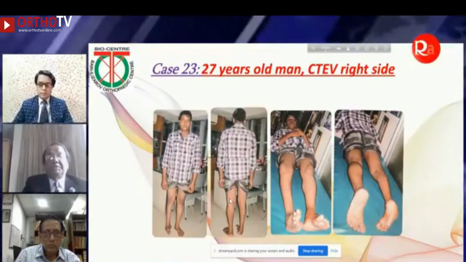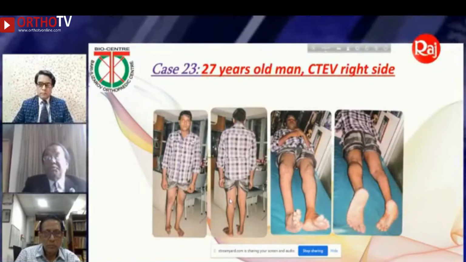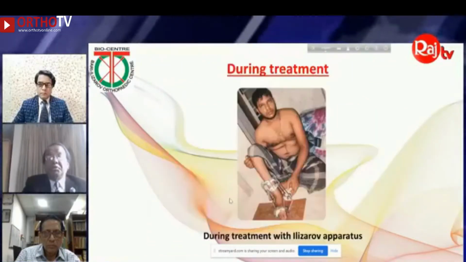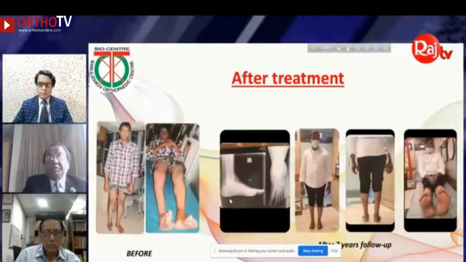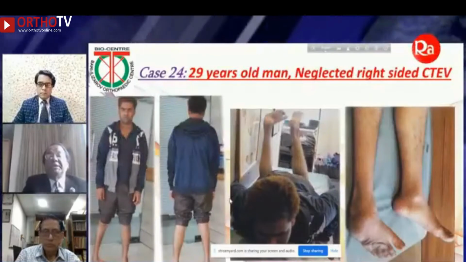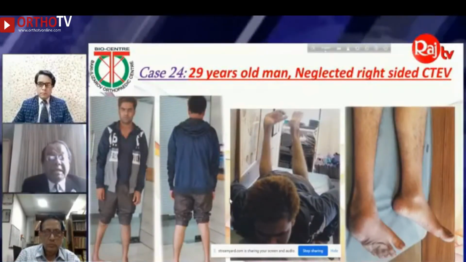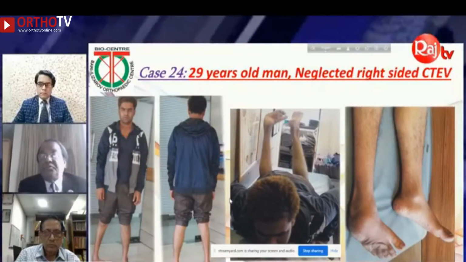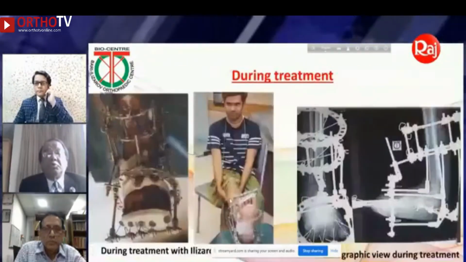This is CTEV right side, 27 years old adult, you can see. Then during treatment with the apparatus, this is just final follow-up, you can see. Now 29 years old man, again neglected CTEV from the village, 29 years old.